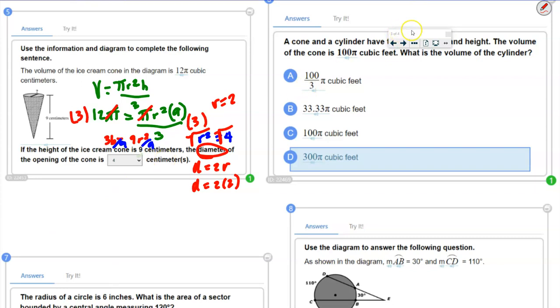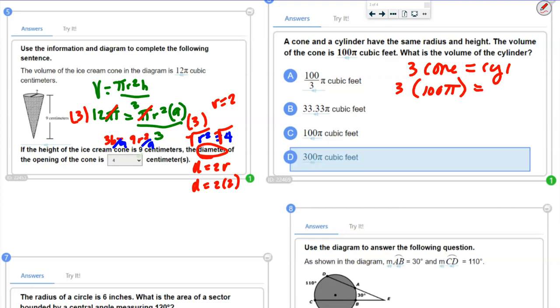The next one says a cone and a cylinder have the same radius and height. The volume of the cone is 100 pi. So remember, the cone's volume is 1/3 the volume of the cylinder, right? Okay, so if we have that the cone's volume is 100 pi, we would multiply that by 3 to get the volume of the cylinder. So that's why the answer is 300 pi.